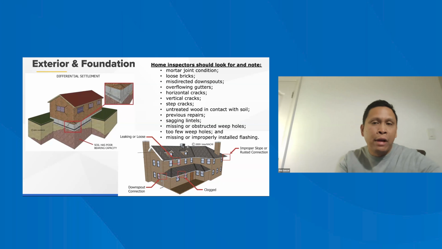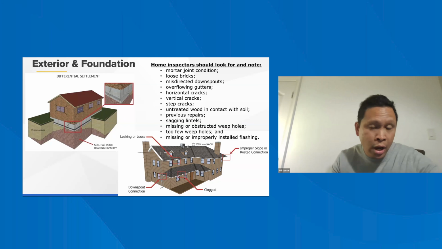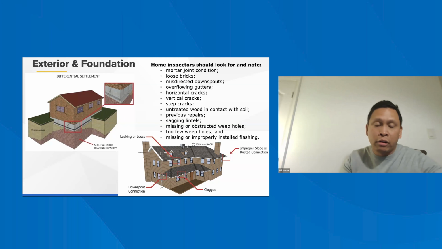Mortar joint condition. If you see that the mortar joint is damaged, deteriorated, missing, maybe it's just old age. Maybe it's because of something else. Maybe because the wall is moving. Same thing with loose bricks. So when you're looking on the exterior of the house and you see those two types of conditions, don't just note the damaged or missing mortar or the loose brick.